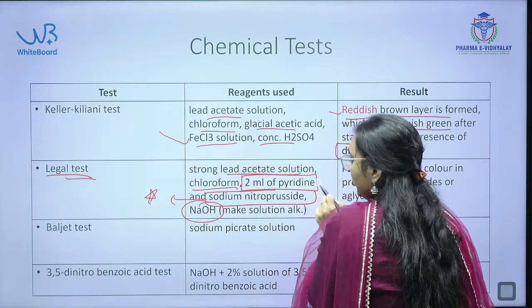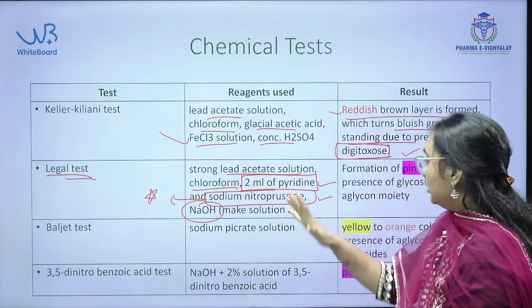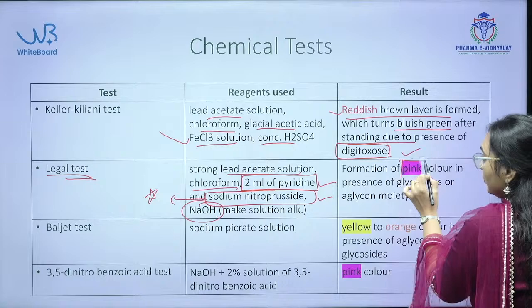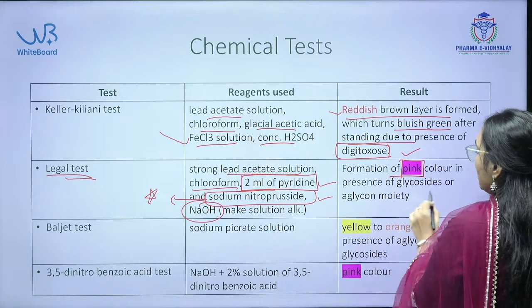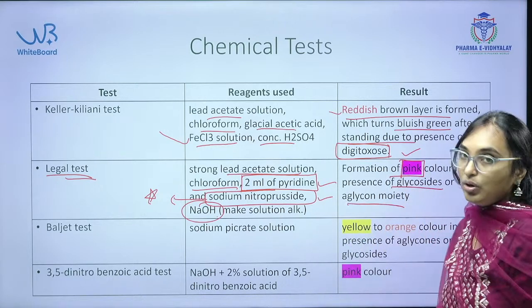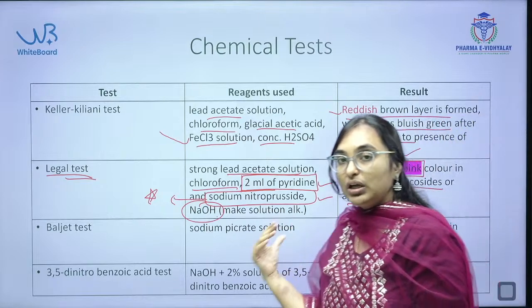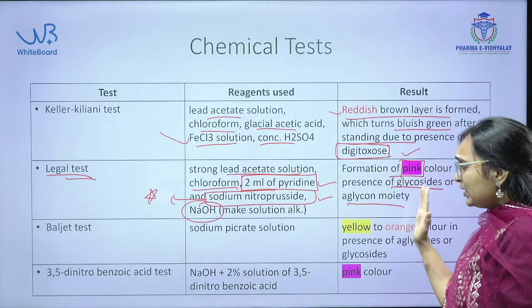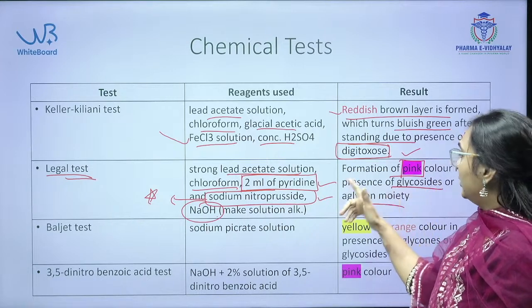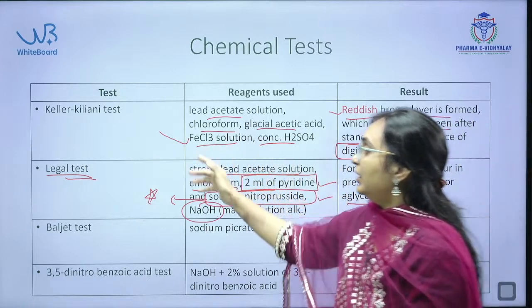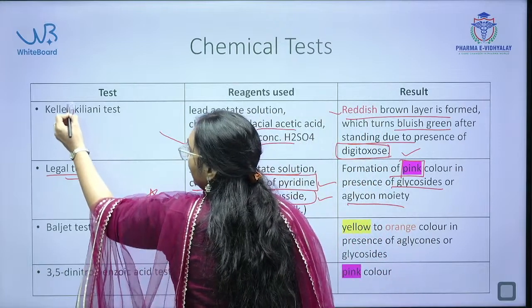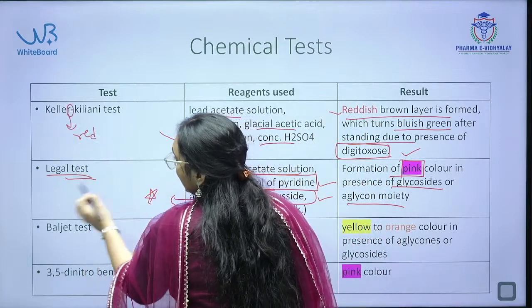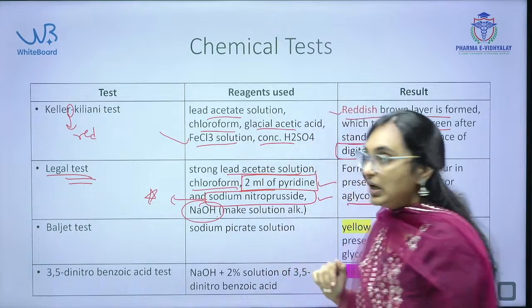Legal test: pyridine and sodium nitroprusside. And what is the color change? You will get a pink color due to the presence of glycosides or aglycone moiety. I will tell you what an aglycone moiety is. Due to the presence of these glycosides, you will get a pink color in the Legal test, and a red color in the Keller-Killiani test.